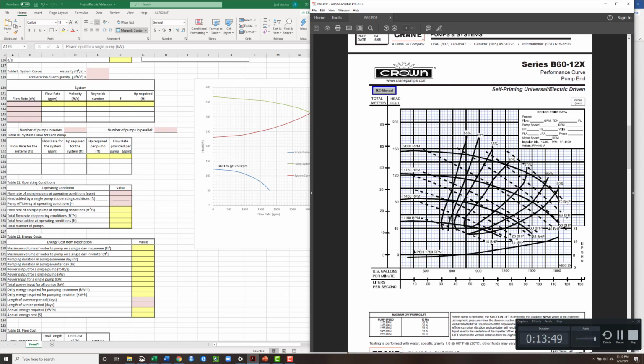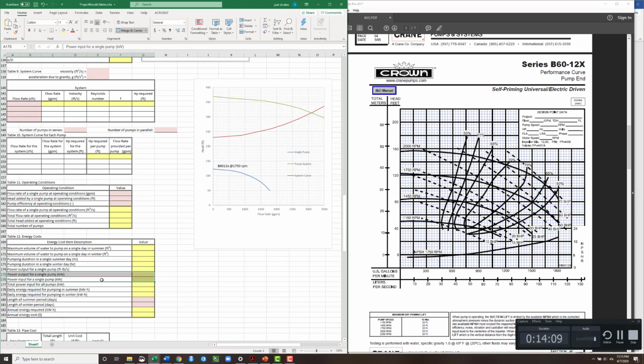So if we go back to our pump curve, we get our efficiency value by interpolating where we are in the operating conditions for a single pump, get that efficiency value, and then we can back calculate the power input based on the power output and the efficiency value. So then we get the total power input for all pumps. That's first for a single pump and then all the pumps operating.